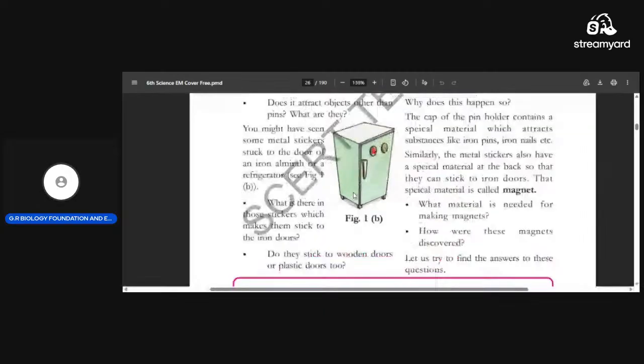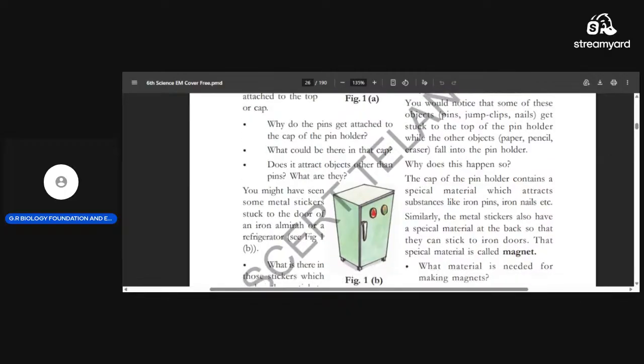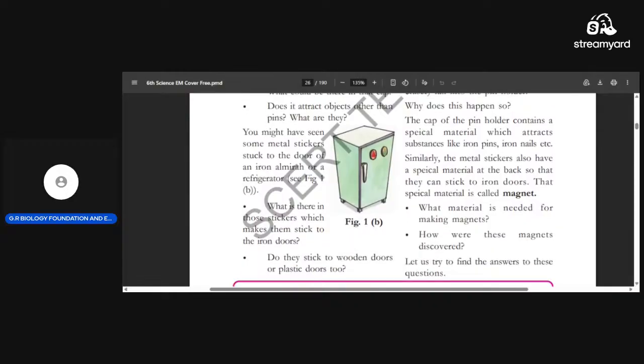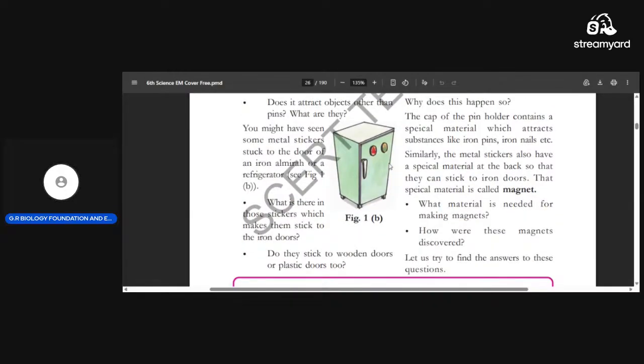Next we are going to discuss. Okay, I think it is clear to you. You might have seen stickers stuck to the doors of an iron almirah or refrigerator. So on the back of those stickers, like goddess stickers, there is a magnet. The magnet attracts iron objects because this refrigerator or almirah is made of iron. That is the reason we can stick them there.